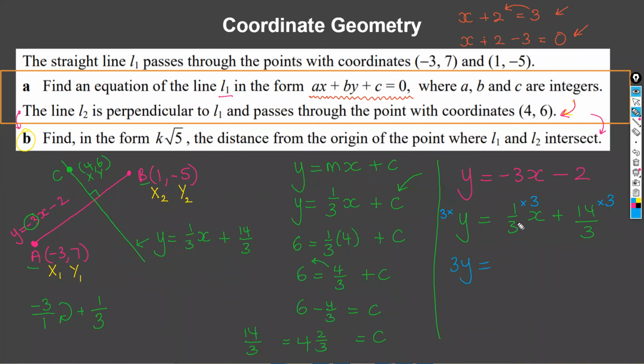So 3 times y is 3y. Since you're multiplying by 3 and this 3 is on top and this one is underneath, you'll be left with x, or 1x. And of course, this 3 and this 3 will cancel out to give you 14. Now you have two nice looking equations, the pink one and the blue one. Solve these two equations now using any method, but I would suggest using the substitution method.